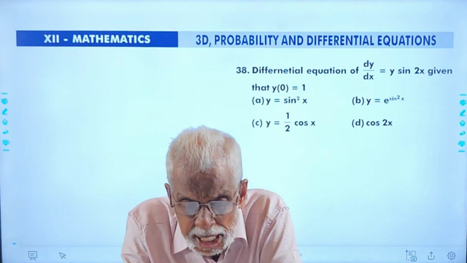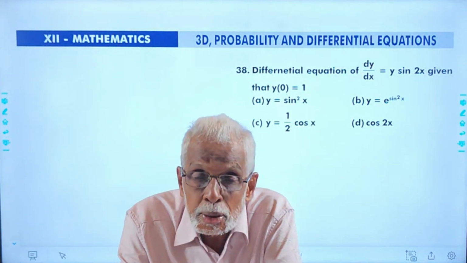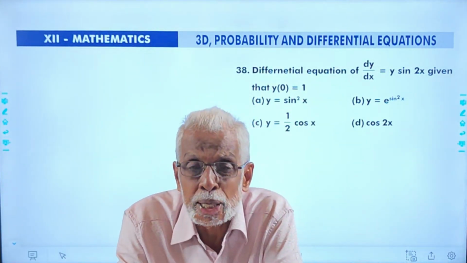30th question. Differential equation dy by dx is equal to y sin 2x. Given y of 0 is 11. That means when x is equal to 0, y is 11.